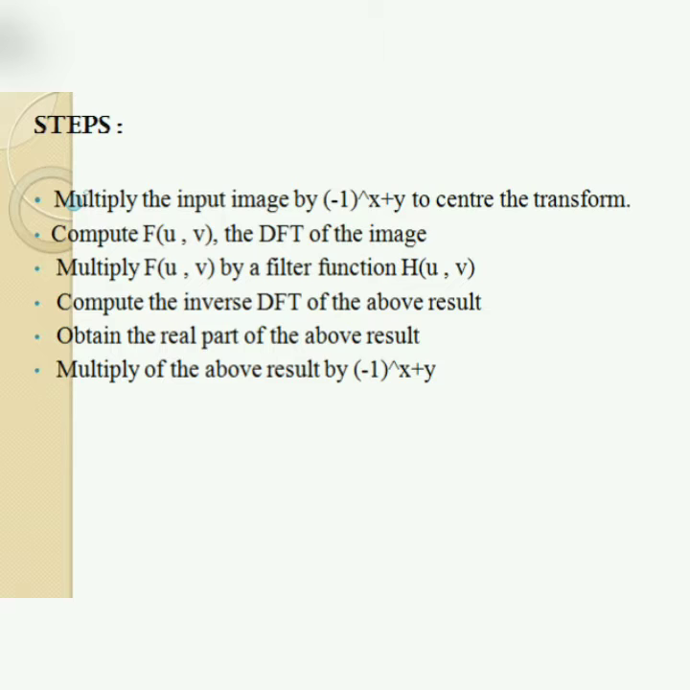It involves 6 steps, starting from multiplying the input image by minus 1 power x plus y to center the transform and compute capital F of u comma v, the DFT of the image, and then multiplying capital F of u comma v by a filter function capital H of u comma v, and computing the inverse DFT of the above result, we can obtain the real part of the result. And finally, we have to multiply the result by minus 1 power x plus y.